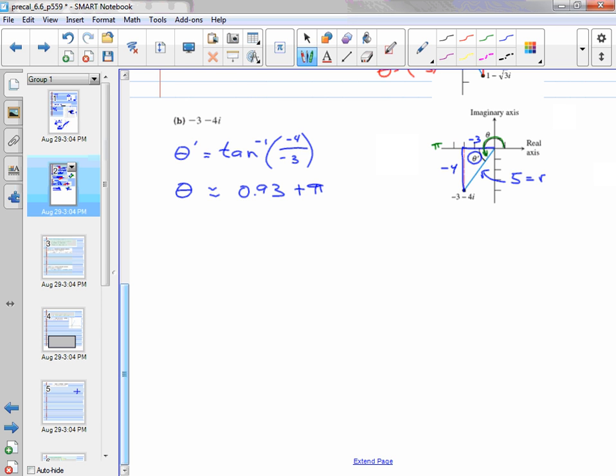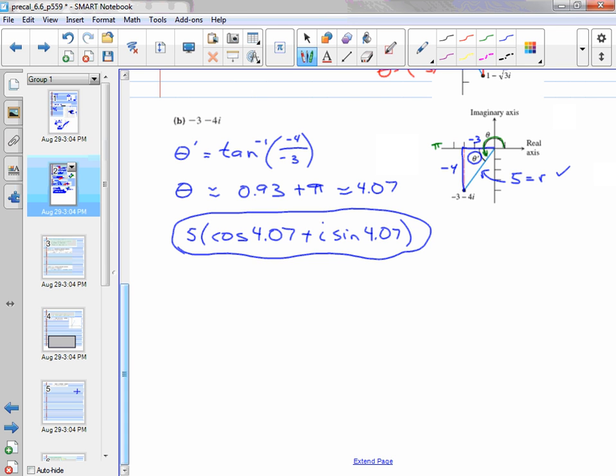Okay, we're ready to write it. We have a radius 5, parentheses. And if I add these together, I guess we'll want a number. It's approximately 4.07. Cosine 4.07 in radians plus i sine 4.07. There's our trig form of this one.